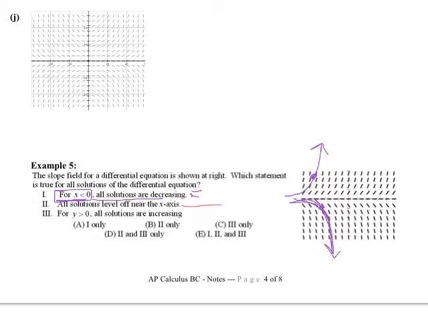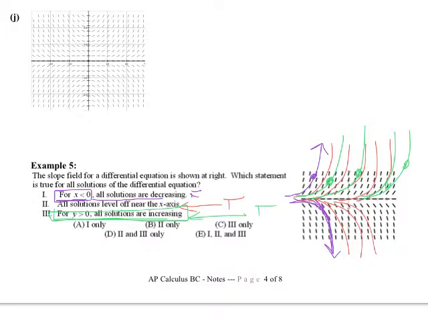Statement 2, all solutions level off near the axis, and that seems to be true. If we take all of these curves, they all appear to be leveling off near the axis. So I'm going to say statement 2 is true. And then finally, statement 3 says, for all y greater than 0, all solutions are increasing. So if we stick various points where y is greater than 0, we see that all of these particular solutions are increasing. So this one is also true. So we want the answer that 2 and 3 are true, and that happens to be only option D.